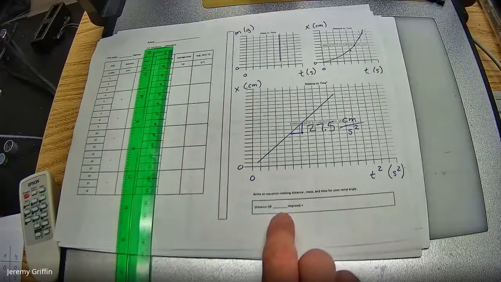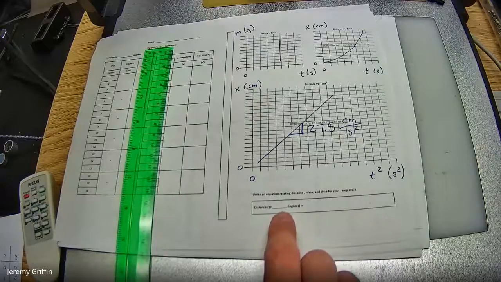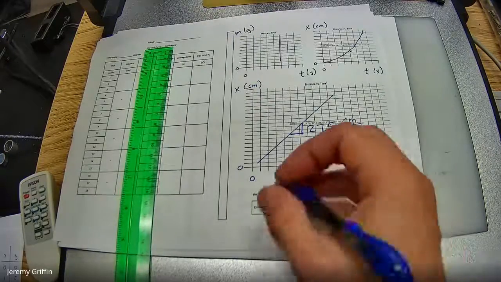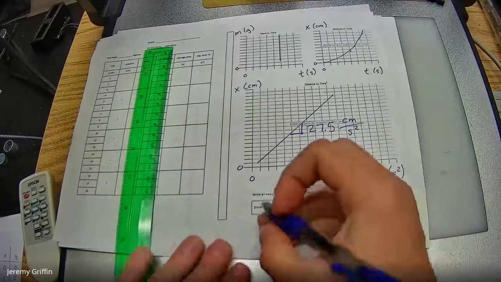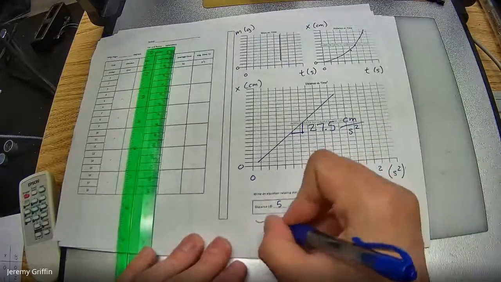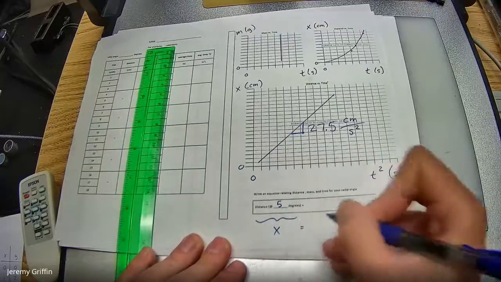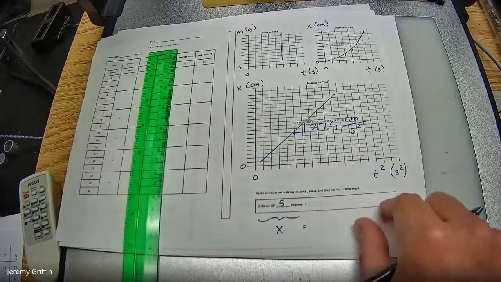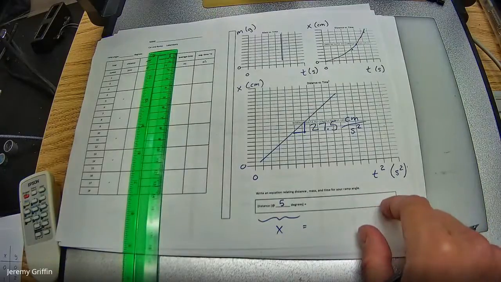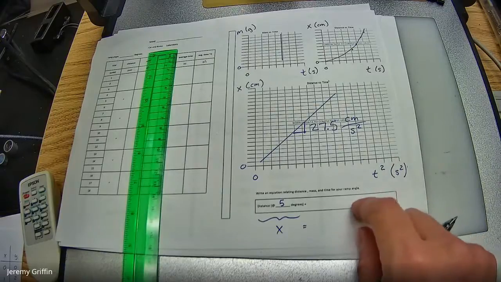What was your guys' ramp angle? Yeah, so some of you guys got 4, some of you guys got 5. So you put either 4 or 5 degrees here. Either one, okay? So that's basically x, right? Like x equals. Okay. How would you guys finish off this equation? How is mass included? Doesn't matter. Has nothing to do with motion parts. So I'm not even going to include mass.